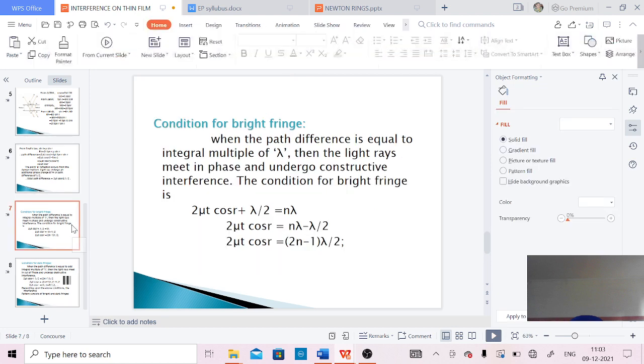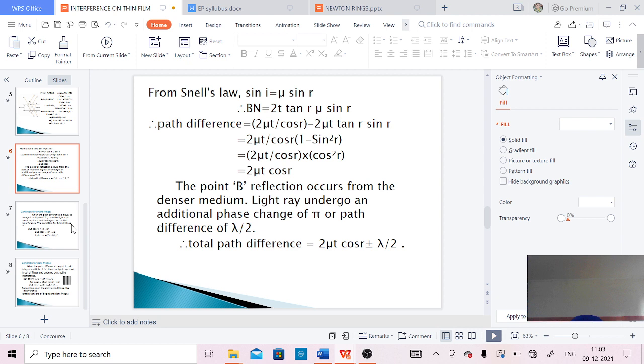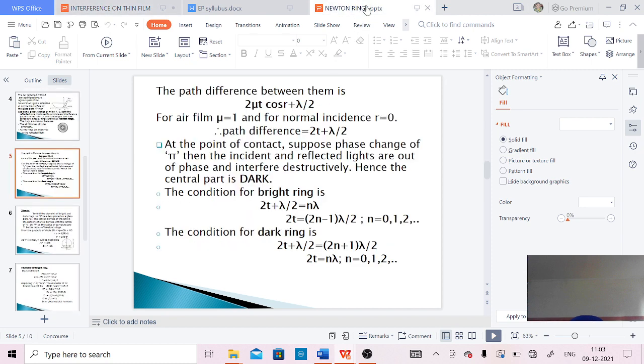See here. Thus the total path difference is 2 mu t cos r plus or minus lambda by 2. That lambda by 2 is a phase change of pi, or a path difference of lambda by 2. We can get the same equation here: 2 mu t cos r plus or minus lambda by 2. Now, for an air film, mu equals 1.